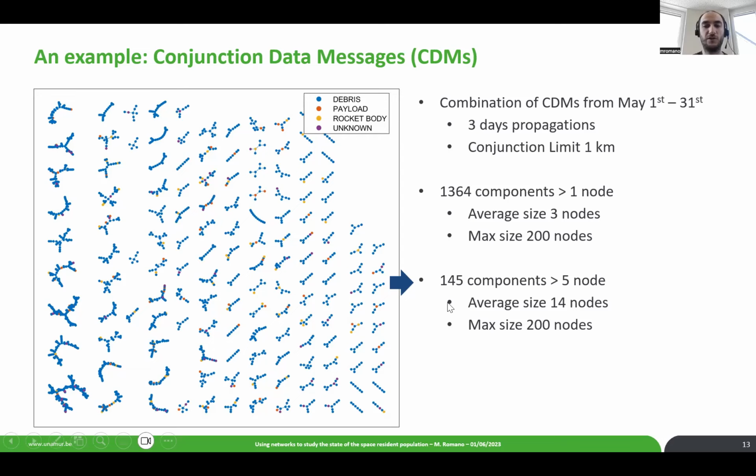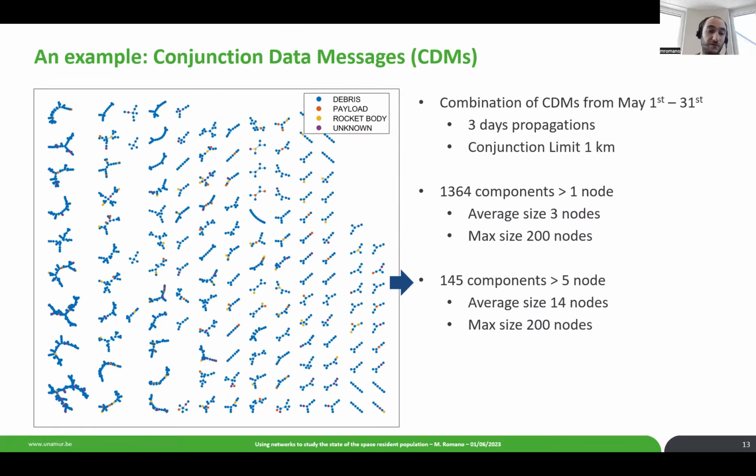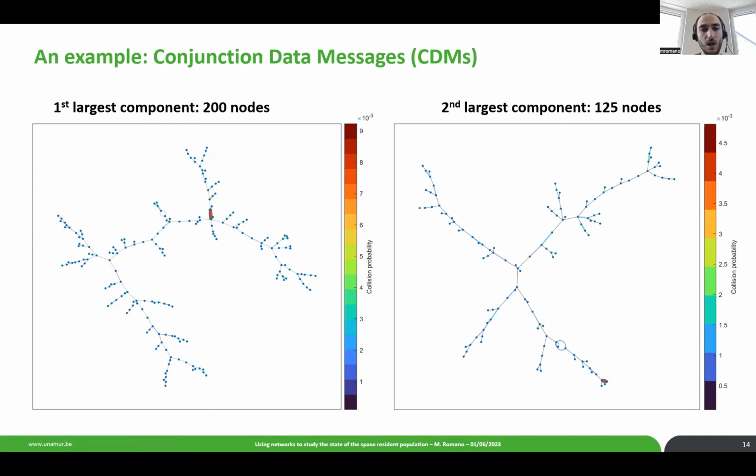However, this picture considers only the components with more than 5 nodes, simply to make it less confusing to look at. In this case, you can see that the average size is actually larger. However, the maximum size is actually 200 nodes, and here I'm showing you the two largest components of this network. The largest one is made of 200 nodes, the second one of 125.